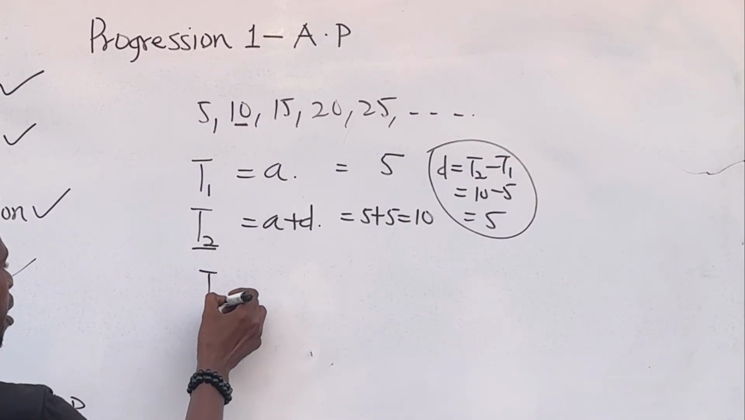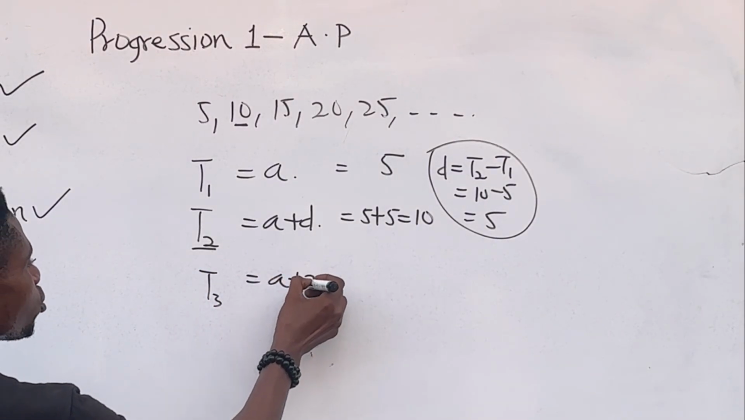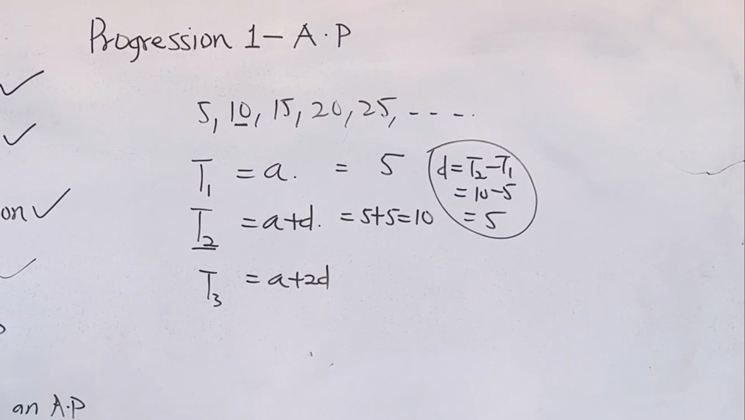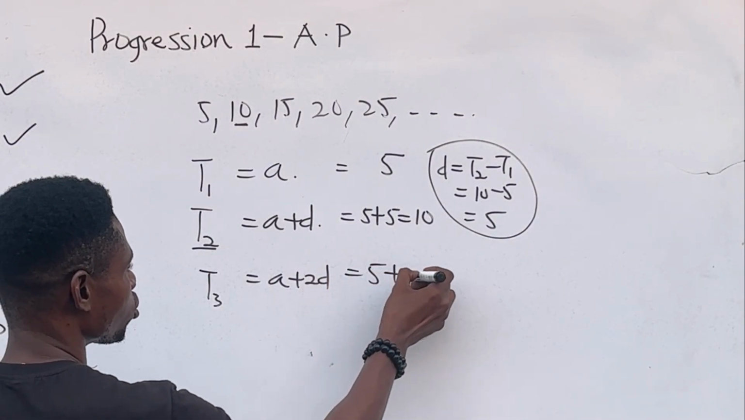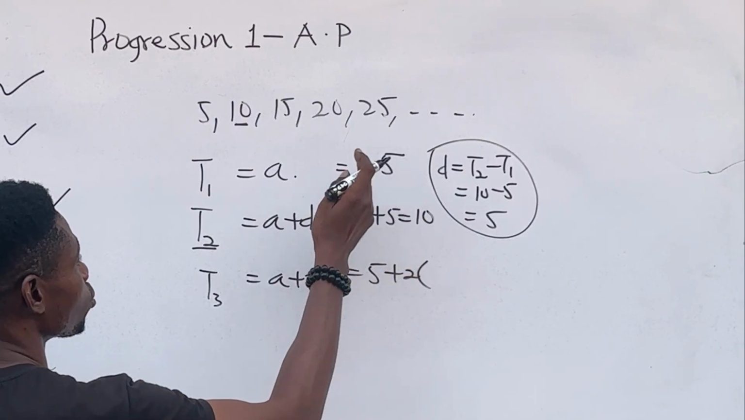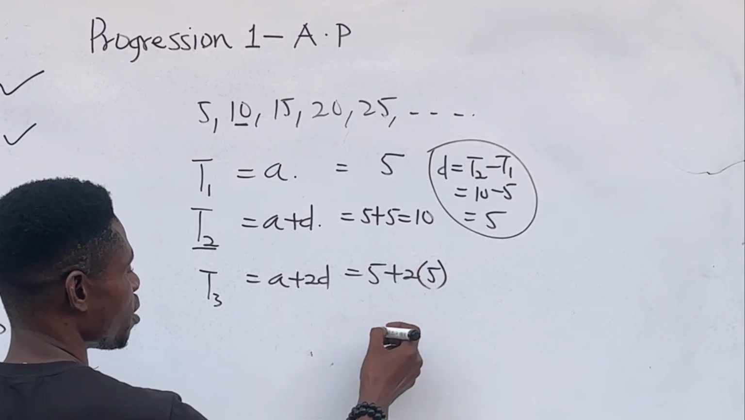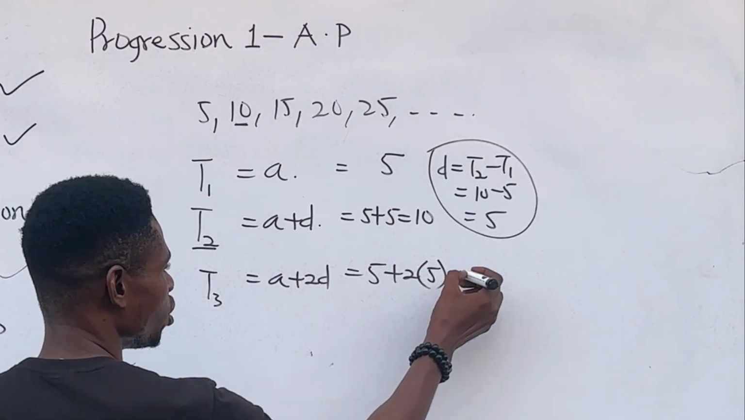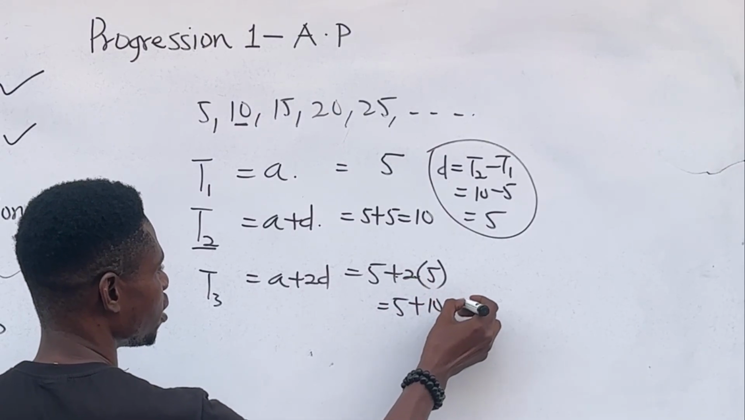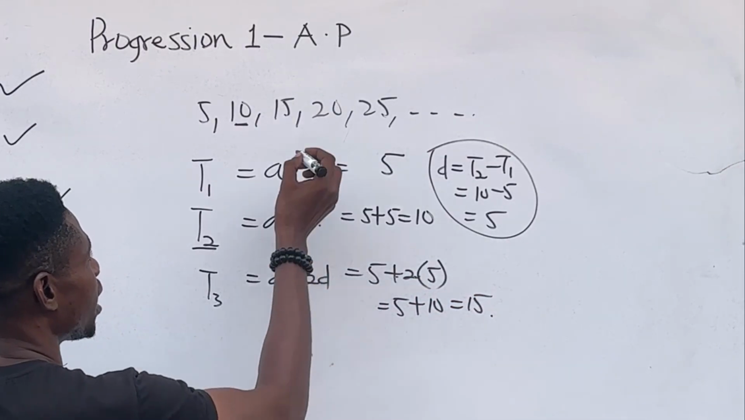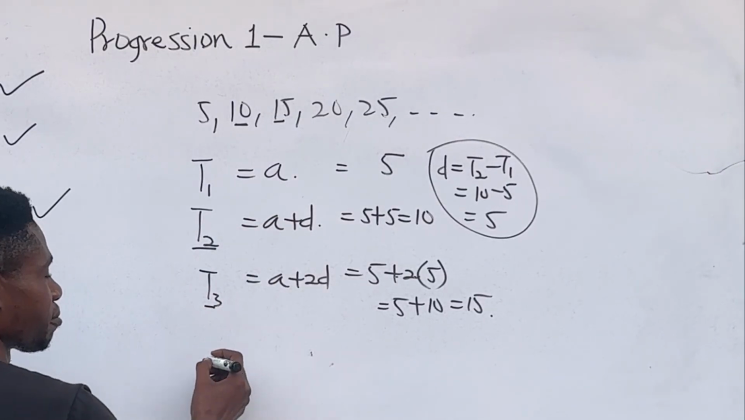The third term is A plus 2D. That's, you add the difference again. That will be what? A is 5, plus 2 times our common difference, which is also 5. So this will give us 5 plus 2 times 5, which is 10, making 15. And that's the third term, 15.